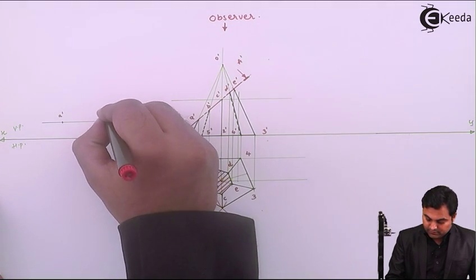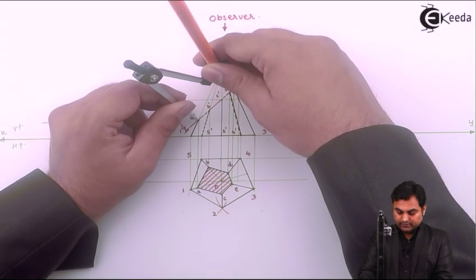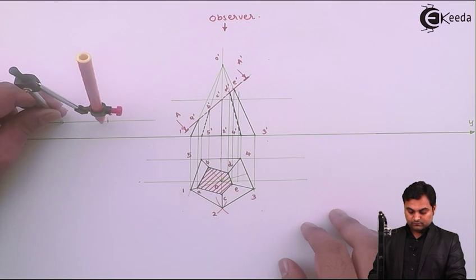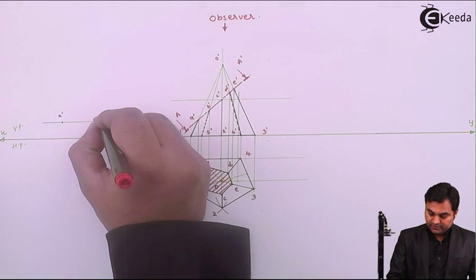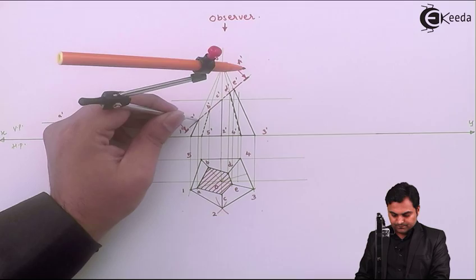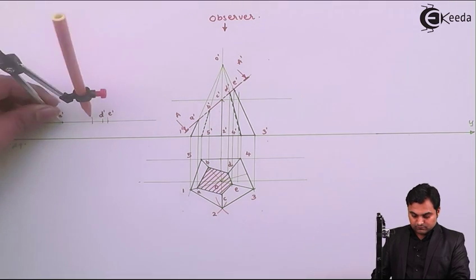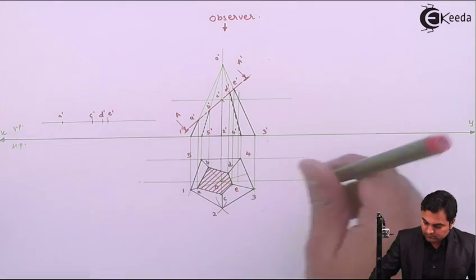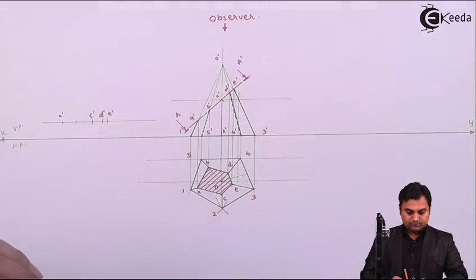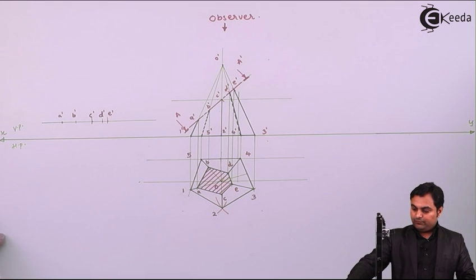E dash, here we have E dash. Then from A to D, so we have D dash. Now after measuring the distance from A to D, I'll take the distance from A to C, A dash C dash. Then A to B. Now projecting these points in the top view step by step.